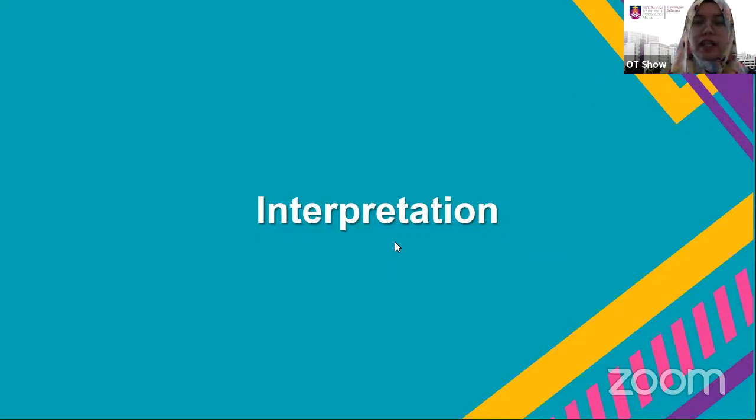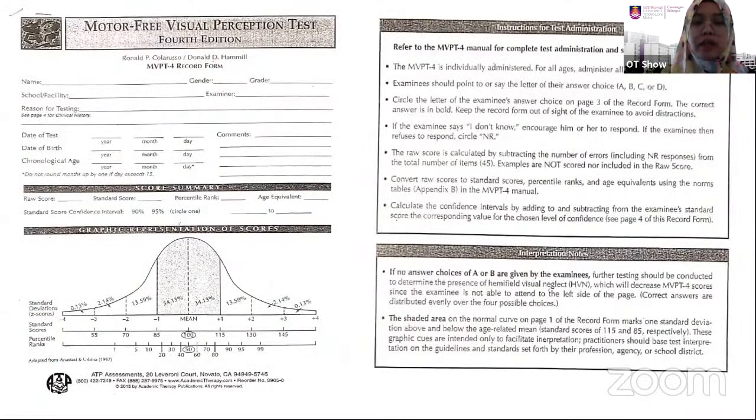Let's look at an overview of the scoring form first. The record form has a name. The second page has instructions for test administration, with interpretation notes at the bottom. The first note: if no answer choices of A or B are given by the examinee, further testing should be conducted to determine the presence of hemisphere visual neglect, which will decrease the MVPT4 score since the examinee is not able to attend to the left side of the page. We need to take note of this.